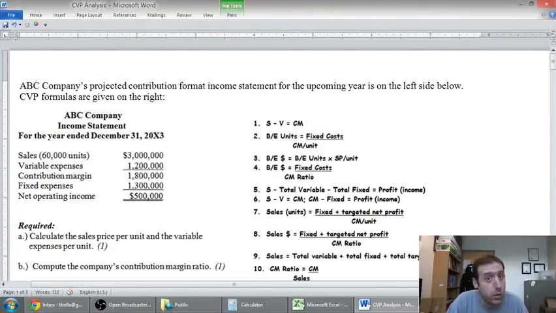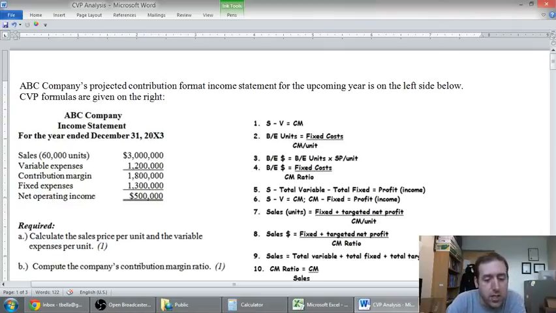In this video, we're going to work through a problem on cost volume profit analysis, and that's also called break-even analysis. The way I like to deal with cost volume profit analysis is to just do a lot of problems. This is just one kind of longish problem, but you should be getting lots of repetition in, lots of problems in to get comfortable with how to deal with CVP analysis.